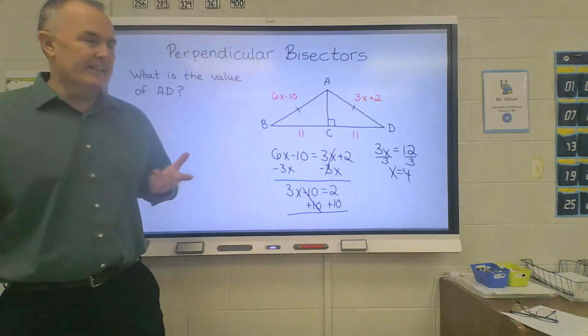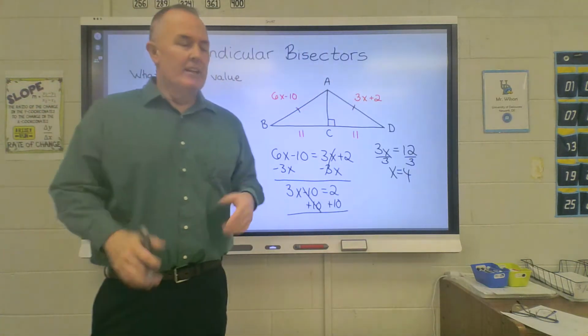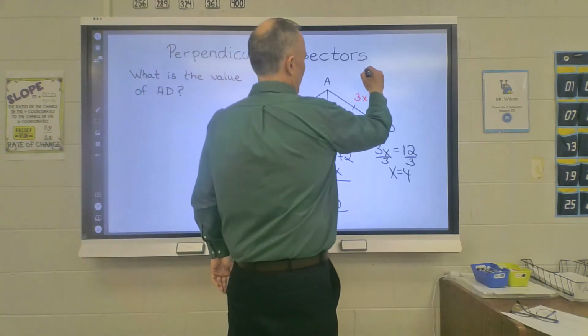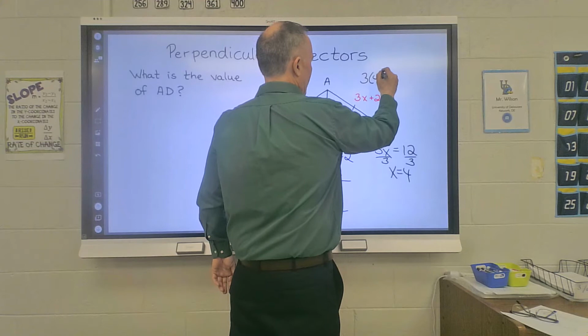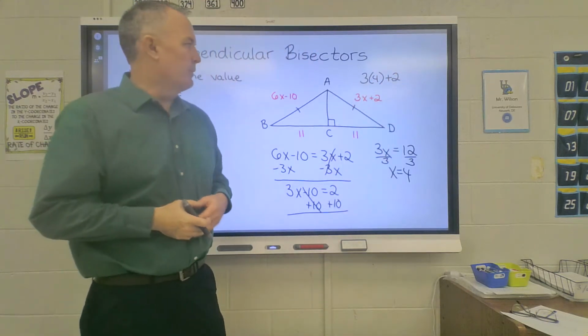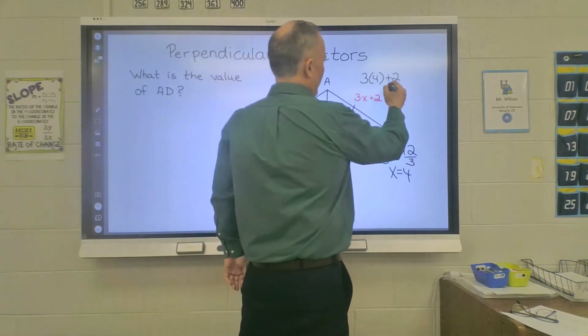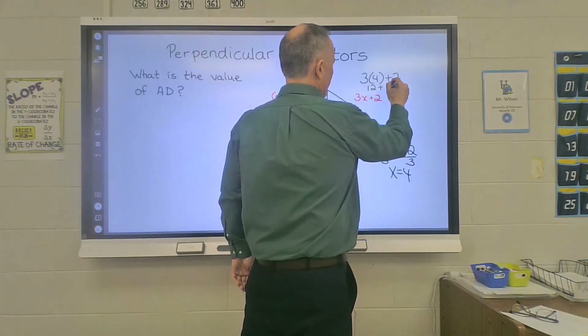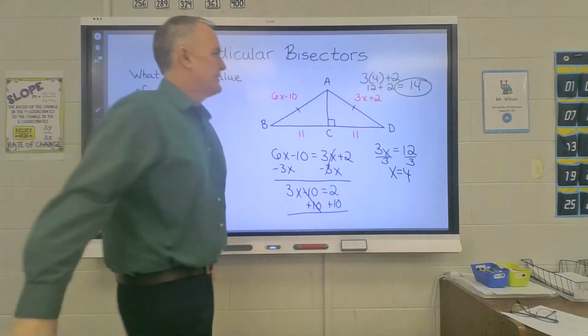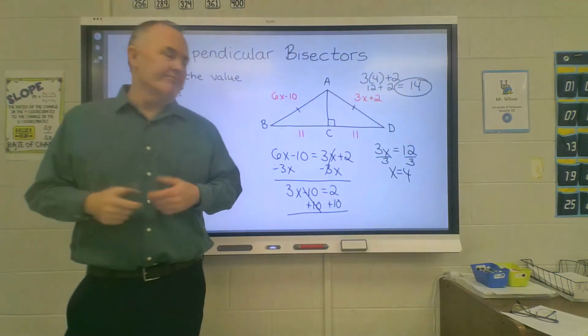But it doesn't ask for x. It asks for the value of AD. So now that we know what the value of x is, we just plug it back in. We go up here, 3 times 4 plus 2, because x was 4. So we plug it in for the x value. We end up with 12 plus 2 equals 14. All right, so the value of AD was 14.